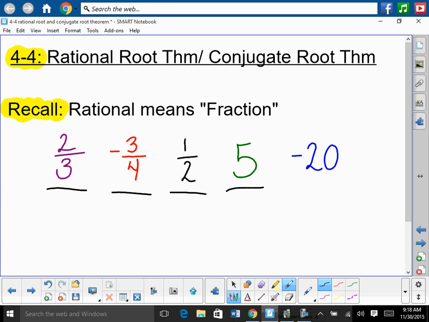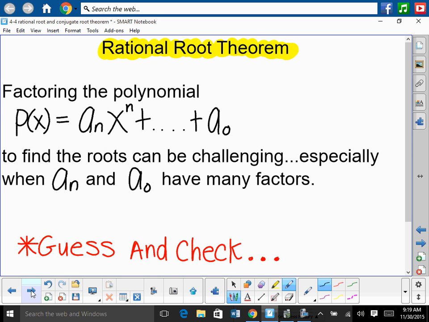Does everybody understand? Negative 20, that is written as a fraction. Technically, negative 20, yeah, it's a whole number, but it still could be written as a fraction. It's the same thing as negative 20 divided by 1. So rational just means can be written as a fraction. So it's any number that could be written as a fraction, which includes whole numbers. Okay, so here is the rational root theorem.